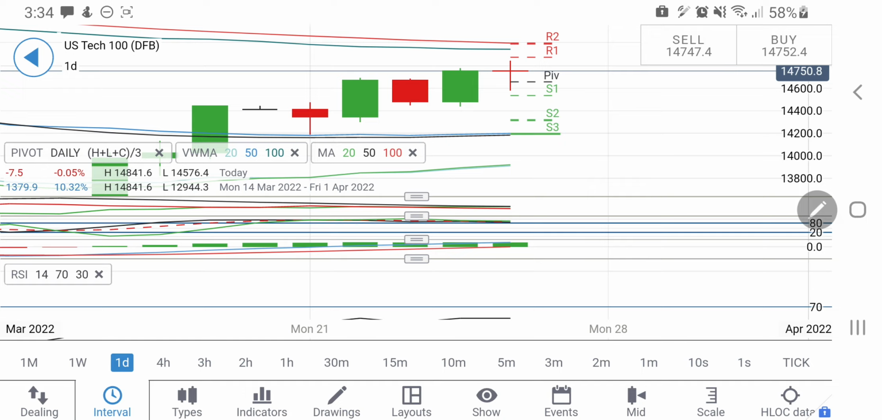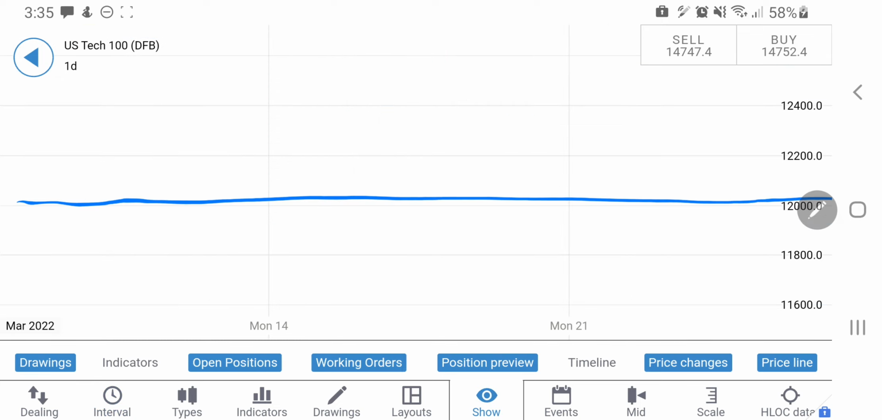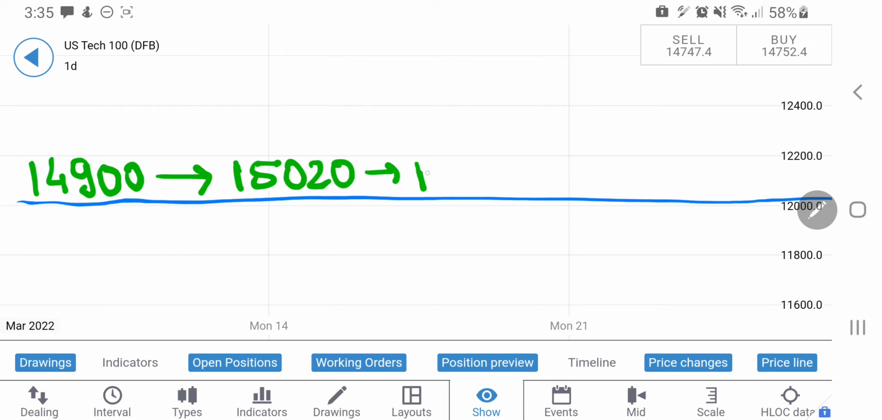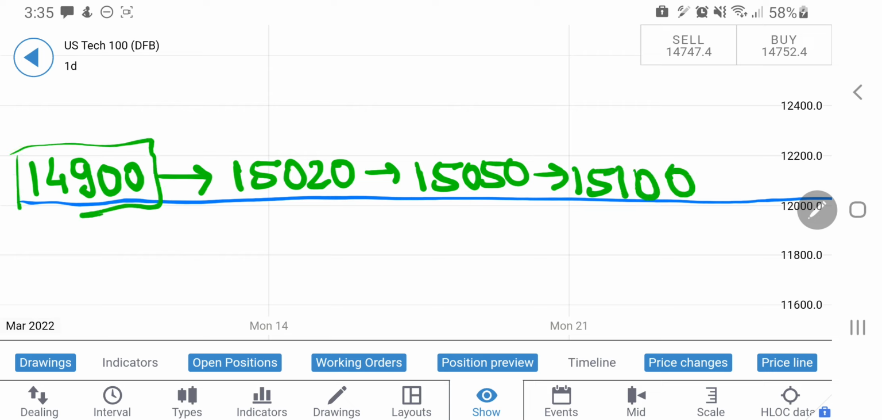Now let's have a look at the trading strategy for next week: where to go long and where to go short, where to take profit, and how to make profit next week. First, you can take a long entry at 14,900, and then the target is 15,020 levels, and in fact 15,050, 15,100. So yes, it can achieve these targets, and it can reverse, because we are expecting a drop. Why? Because the weekly and monthly charts are reflecting this, and the indicators are reflecting this. Hence I am still bearish and I expect a drop.